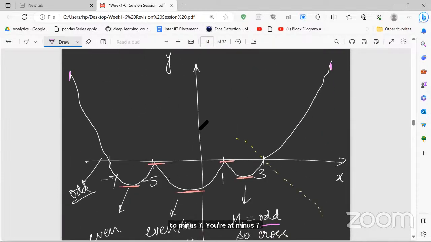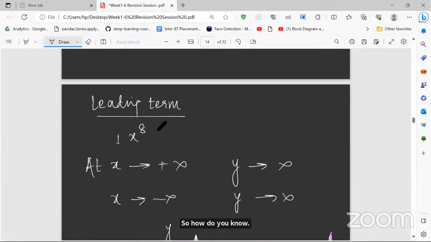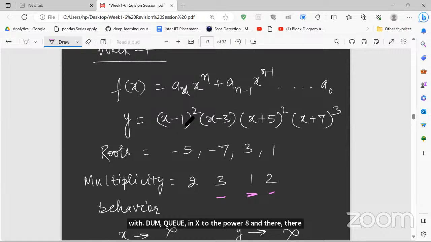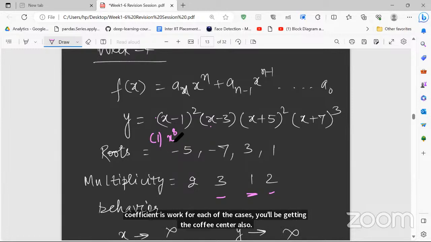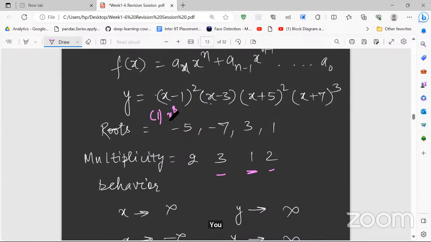Sir, how do we know that when x tends to -infinity, y tends to infinity? Because we know that the function starts with some positive coefficient times x to the power 8. From this equation you can get an idea: this is x square, this is x. If you multiply all the x terms, you'll get x to the power 8, and as the coefficient is 1 in each case, the coefficient will also be 1. If you put x equals infinity, you'll get y as infinity. If you have x to the power 8 plus some other terms, this is the leading term, so this value should be maximum.